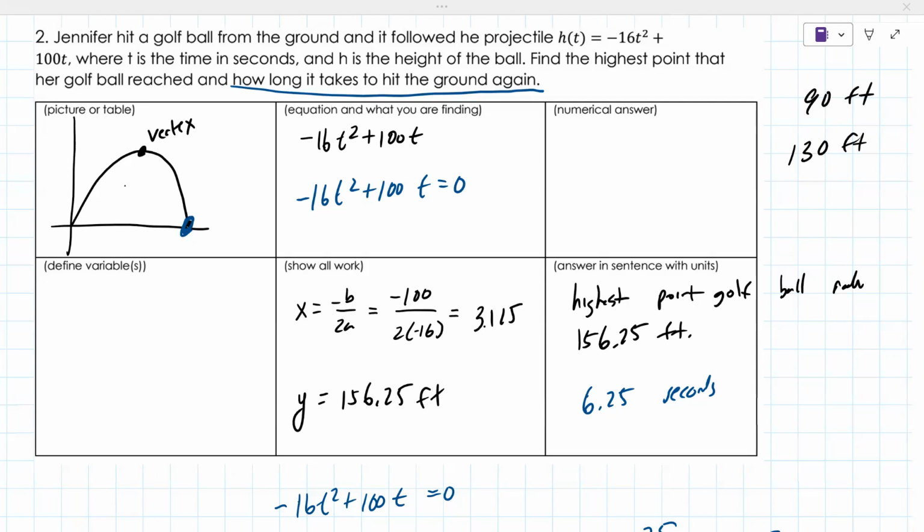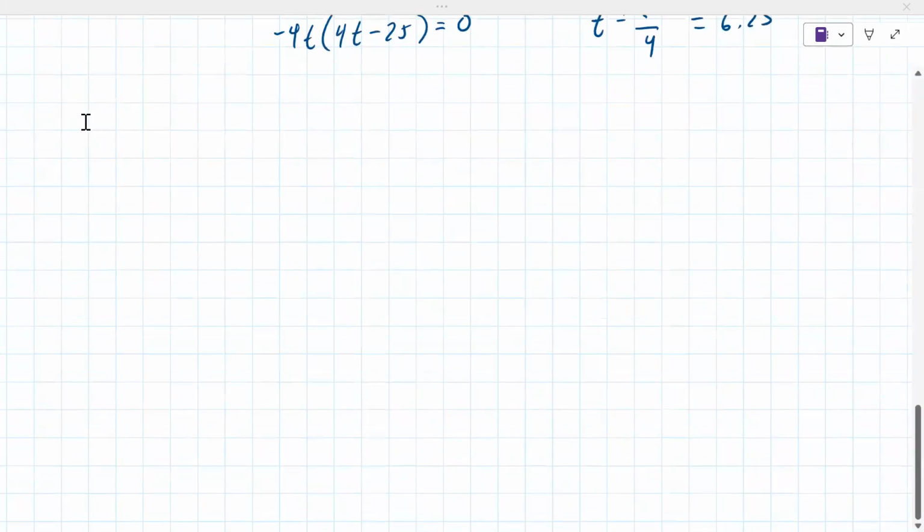Okay, this is number three on day two of quadratic applications. I'll go over it in the chat. All right, it's in the chat. Oh boy, there's a lot here in this one. Let's take a look.